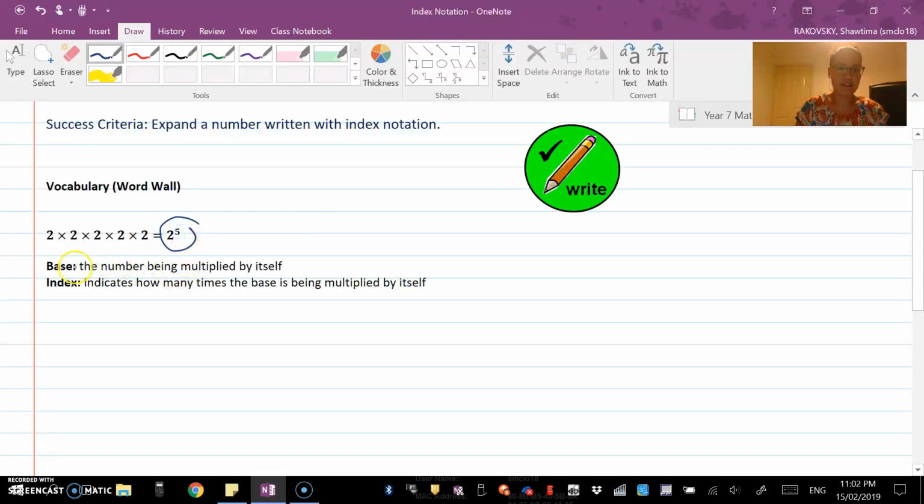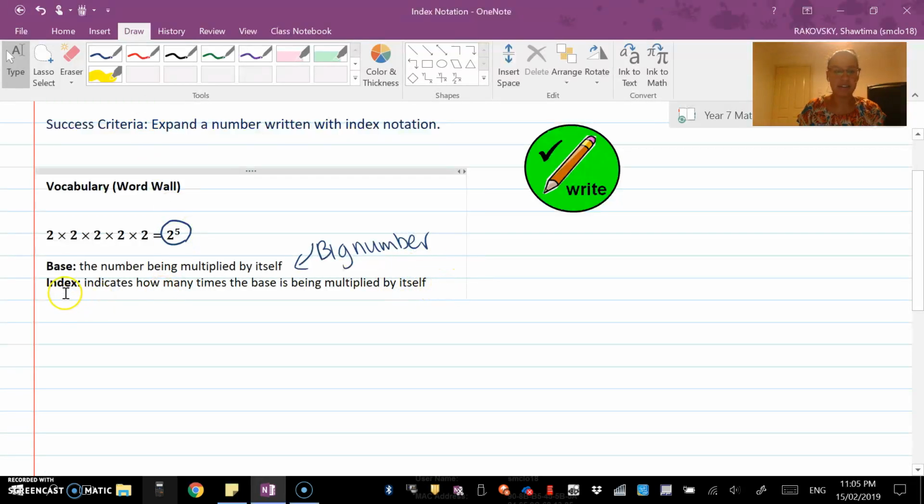Now the big number, so that's how you can remember this, this is your big number, is your base. And that means that's the number being multiplied by itself. And you can see that there, because there's 2, and we have 2 times 2 times 2 times 2 times 2. And the index indicates how many times that base is being multiplied. So that is the little number.